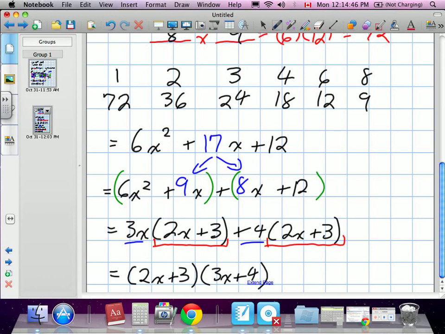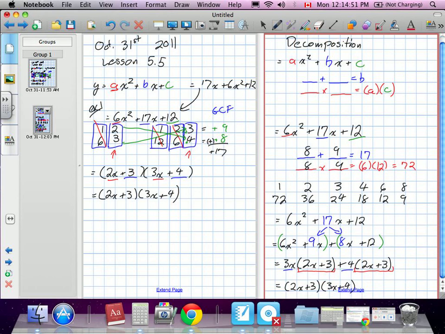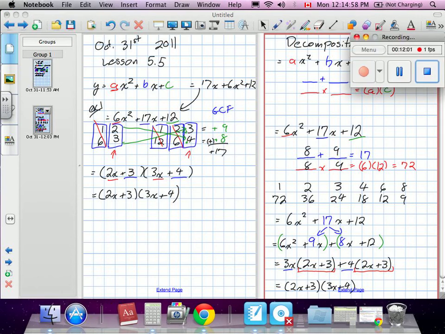So just as a comparison, those are the two methods we've just done. The one on the right was decomposition. The one on the left we call Mr. Tanani's method, okay?